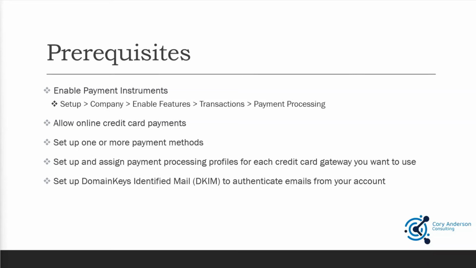And then also you need to set up DomainKeys Identified Mail, otherwise known as DKIM, to authenticate emails coming from your account. So this is basically a process where you put a text record on your domain's DNS records that you would do on your domain registrar, and you authenticate that with the DKIM setup in NetSuite. And that basically makes it so that when you send an email from NetSuite, the end user's email system trusts the emails because it's coming from an authenticated domain, your domain.